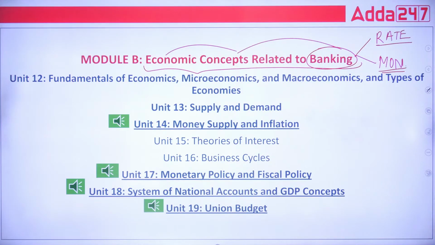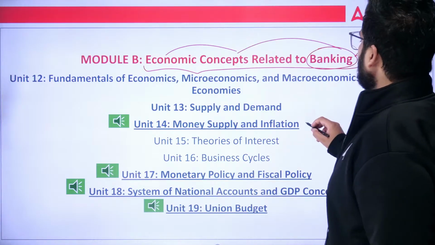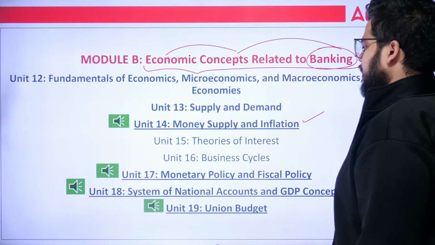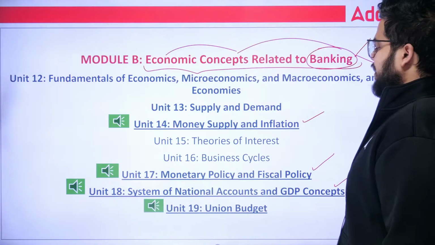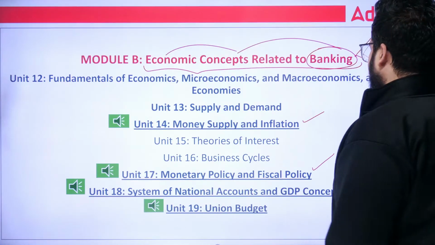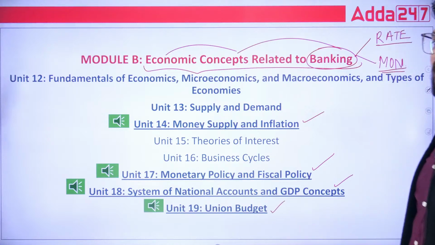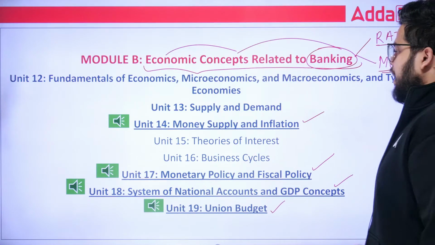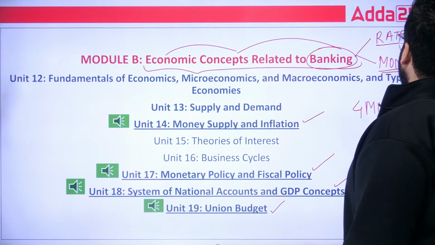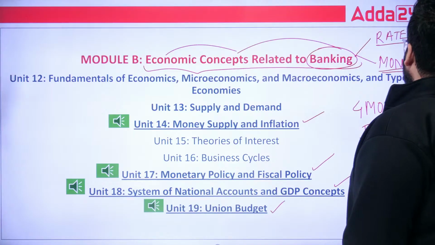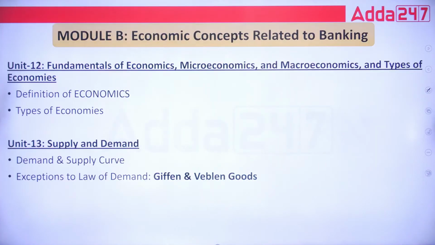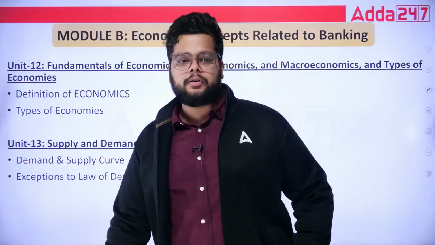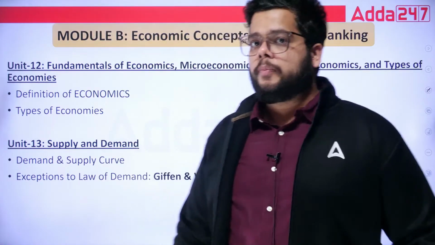Before moving on to specific topics, let me remind you that unit number 14, that is money supply and inflation, unit number 17, monetary policy and fiscal policy, unit 18, SNA, or system of national accounts, and GDP concepts, plus unit 19, that is your Union Budget. These are the four most important units you can call for the preparation of your Module B in IE and IFS. Now let's move on to the actual theme of this video, that is the high yielding topics of Module B.